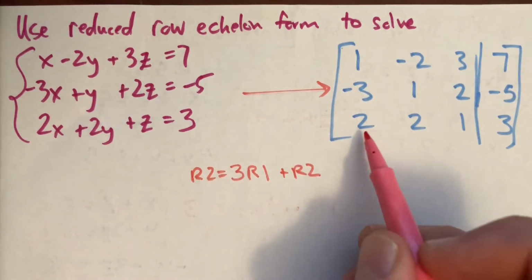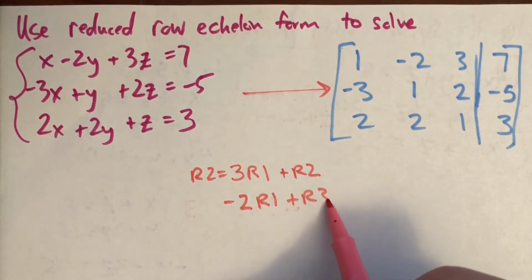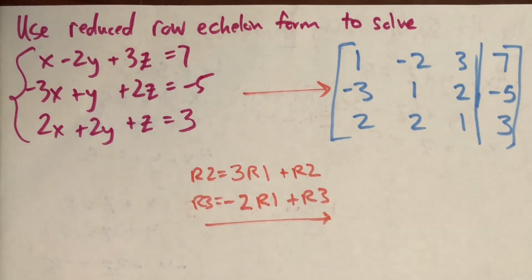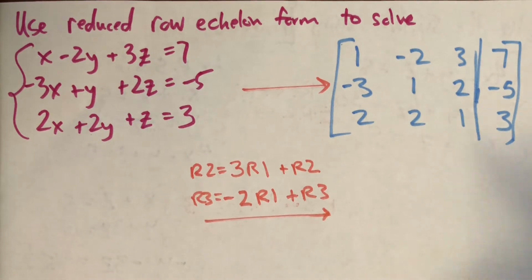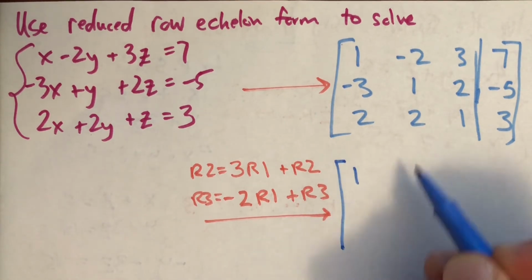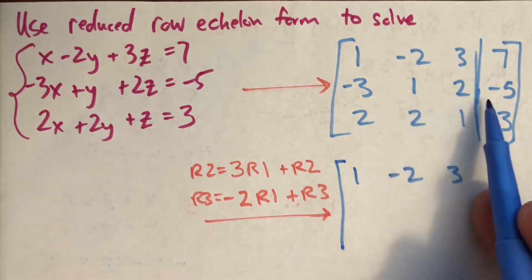And we're going to do the same thing here. We're going to do -2 times row 1 plus row 3, and we're going to put that in place of row 3. So we're doing two things here. We're just going to be eliminating those two numbers there. We're not doing anything at all with that first row, so 1, -2, 3, 7 doesn't change. But these two rows are going to change.